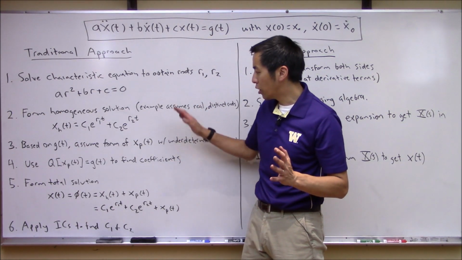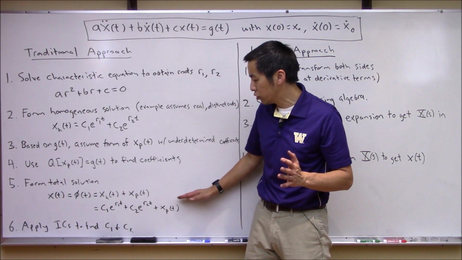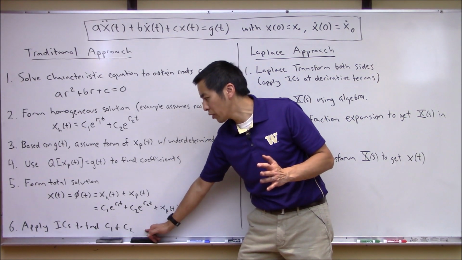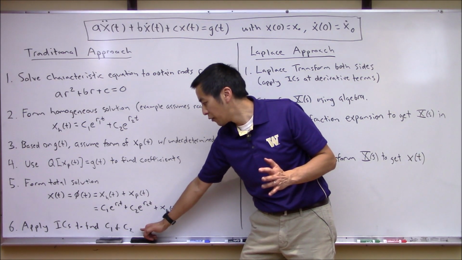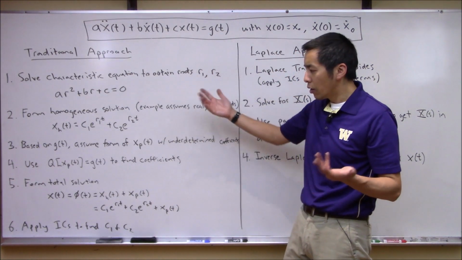Once you have both the homogeneous and the particular solution, you can add them together to get the total solution here. And then lastly, you can at that point go ahead and apply the initial conditions to find C1 and C2. So that's the traditional approach, so it works out okay.